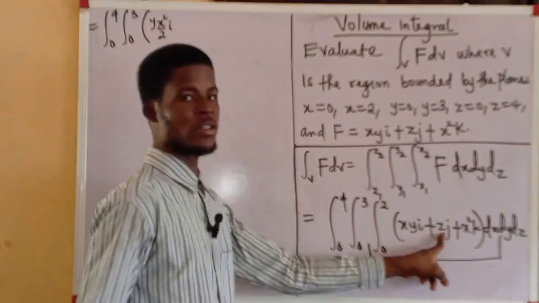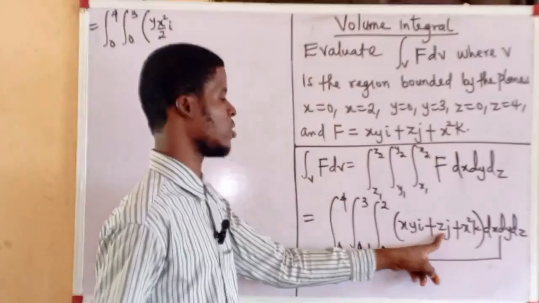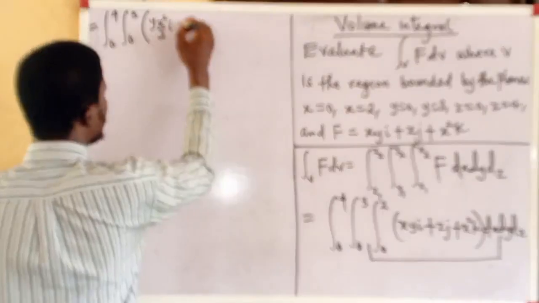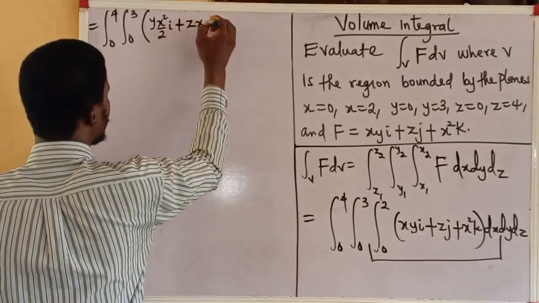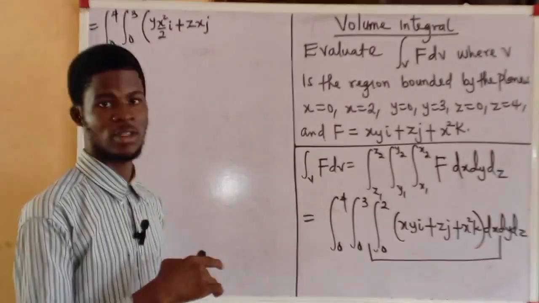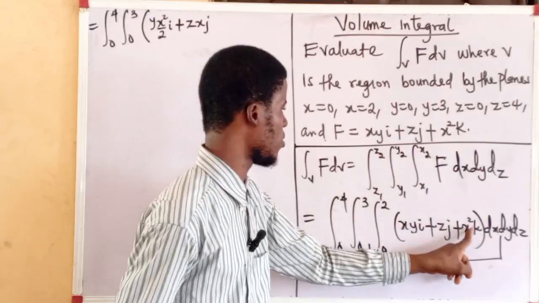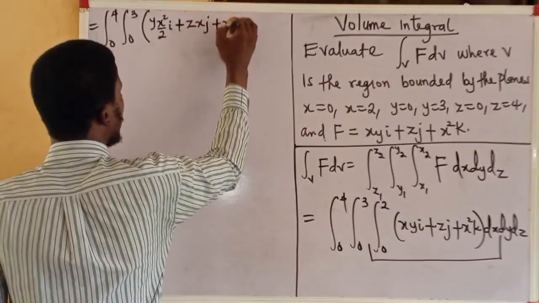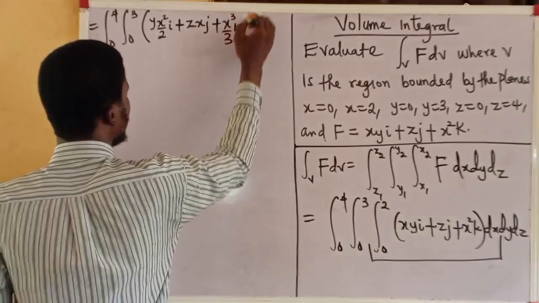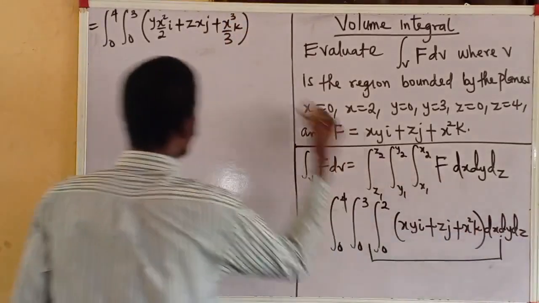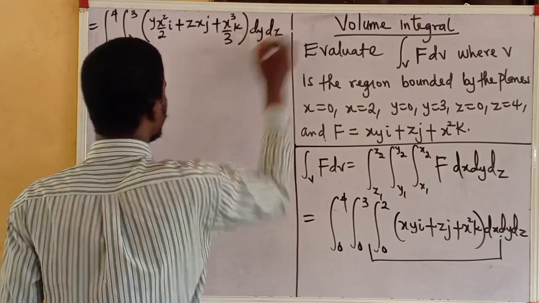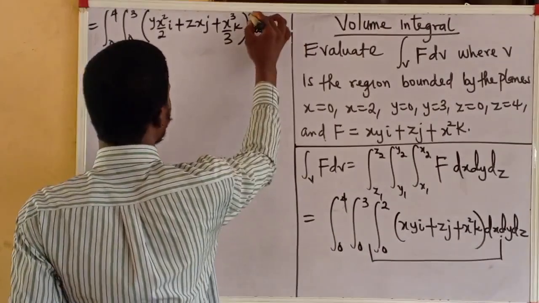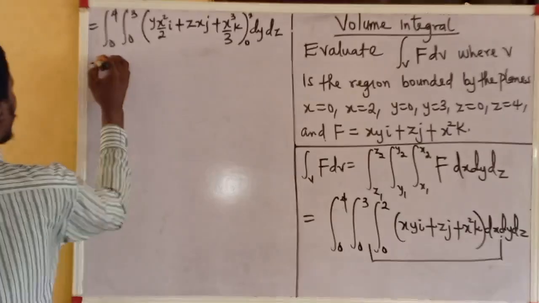This term does not contain x, so we consider it as a constant. If we integrate a constant with respect to x, we are going to obtain zx j. Here, let's integrate x squared with respect to x. That will be x cubed all over 3 k. So we now have dy dz, with the integral from 0 to 2. Let's evaluate it.